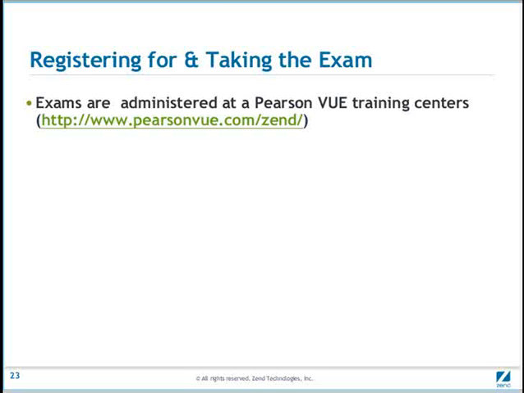You can go to this Pearson VUE site that we've got listed here and find a location near you by typing in the city that you live in and the country. And that way you can find a site close enough and convenient for you to take the exam. Like I said, you do have to physically go into one of their centers and take it on their computer.